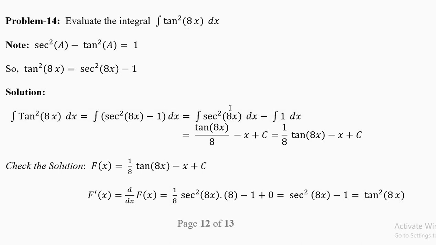You put back this here. Now you have two things. If you have two things, you have to do them one at a time. So do secant square separately, do 1 separately. If you do secant square separately, you will get the integration of secant square is tangent 8x divided by 8. This 8 is outside, you cannot cancel it. Integration of 1 is x, so minus x plus c. Remember to write plus c.